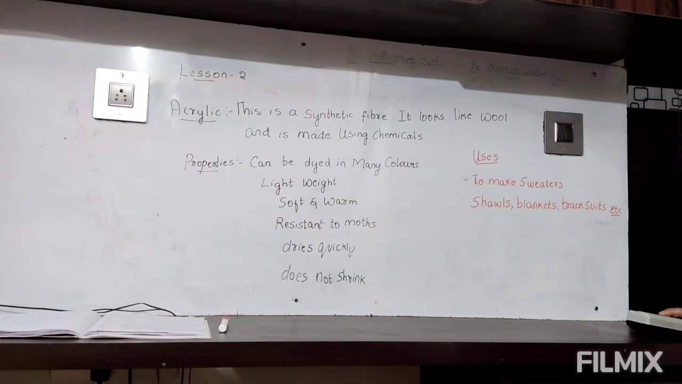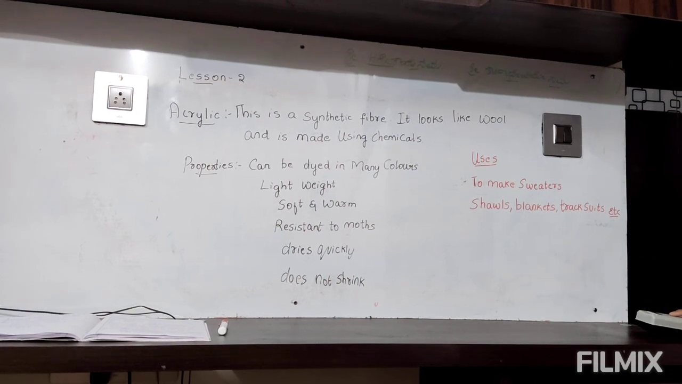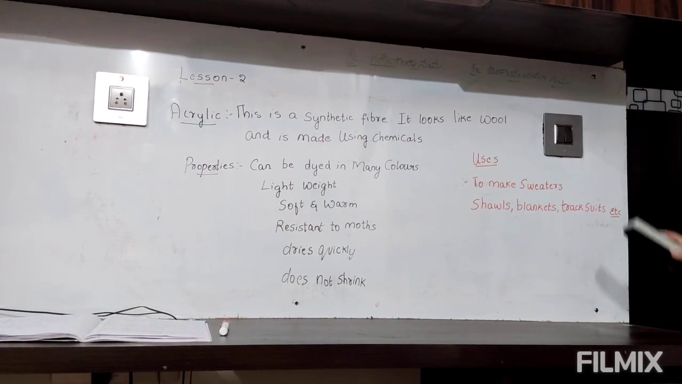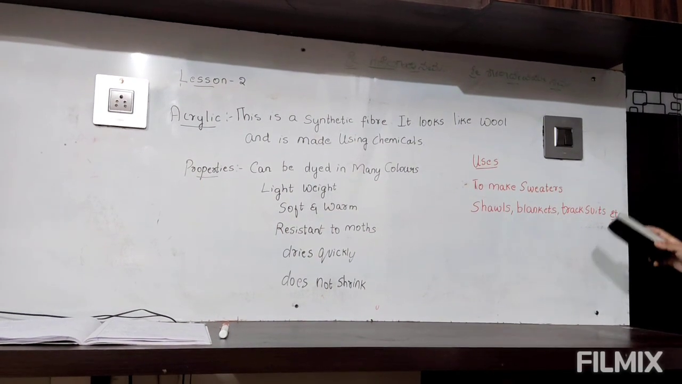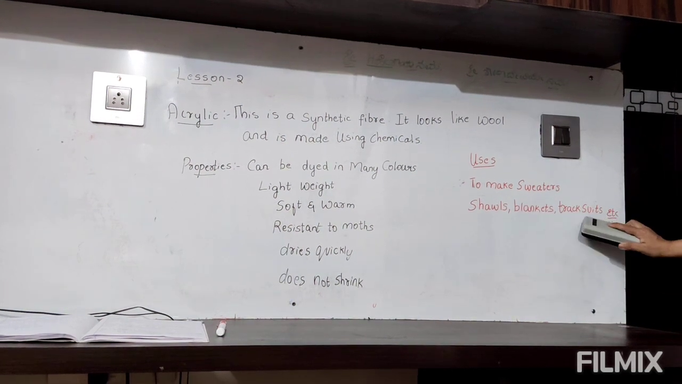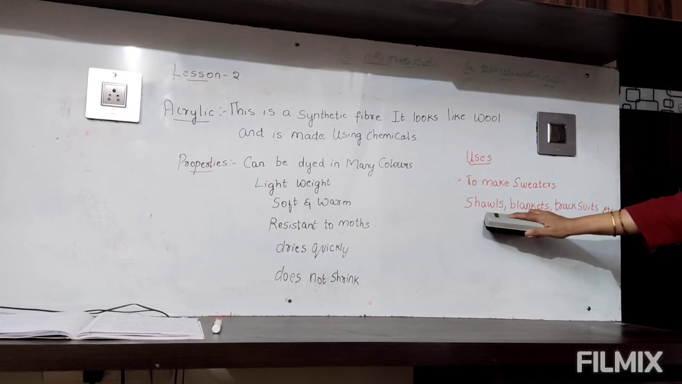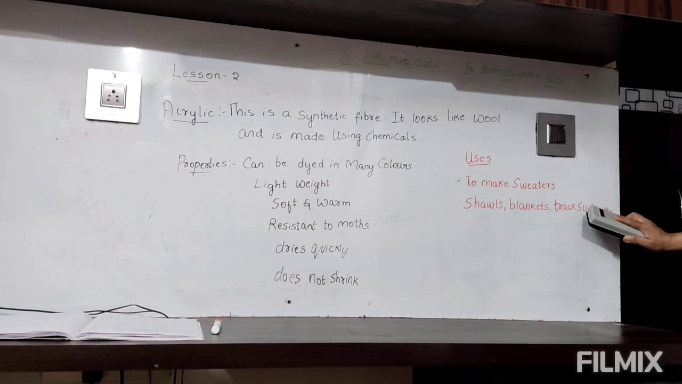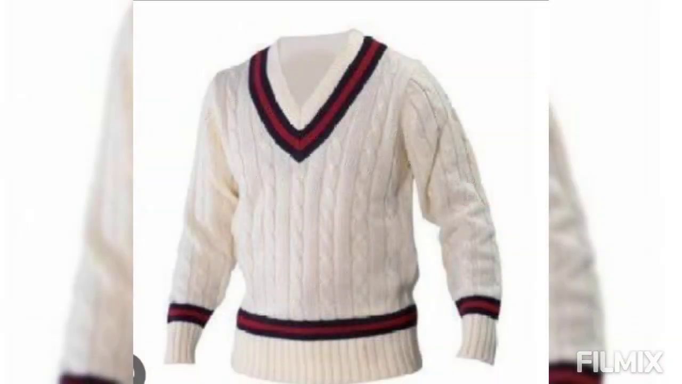Uses: it is used to make sweaters, because it is very soft and warm. Lightweight shawls, blankets, tracksuits, etc. So you can see the figures below.